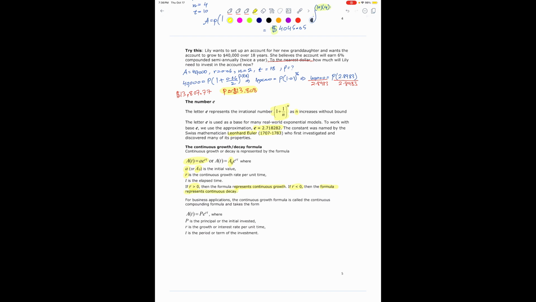For business applications, the continuous growth formula is called the continuous compounding formula, and it takes the form A of t equals the principal P times e to the rt, where P is the principal or initial investment, r is the growth or interest rate per unit time, and t is the period or term of the investment. So if we want continuous compounding, this is the formula we're going to use. The previous formula was not continuous; it was done over a certain period of time, so it could be compounded annually, semi-annually, weekly, monthly, and so on.